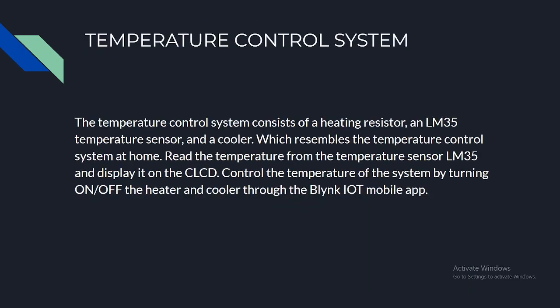The temperature control system consists of a heating resistor, an LM35 temperature sensor, and a cooler. Arduino Uno reads the temperature value from the temperature sensor and displays it on the CLCD. By using the Blink IoT app, we can turn on or off the heater and cooler of the temperature control system. Whenever the temperature goes beyond 35 degrees Celsius, the heater will automatically turn off.